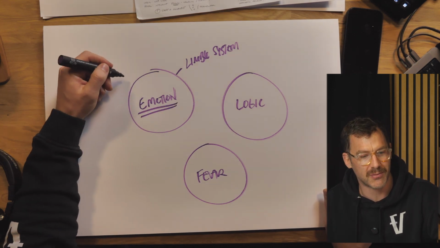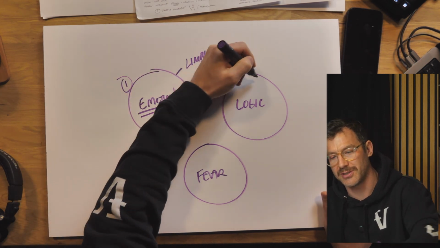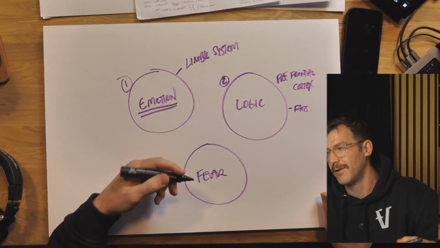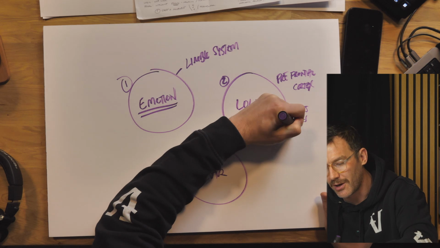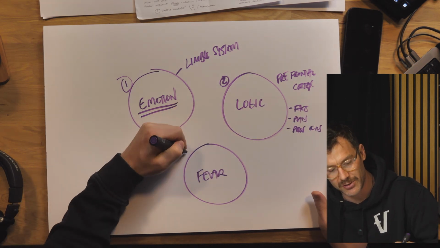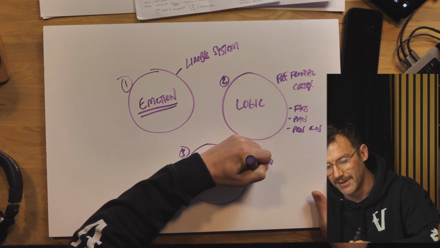So we're going to start with emotions, and then we're going to go on to the logic, which is the prefrontal cortex. Here we analyze facts, information, plans, and make rational decisions, pros and cons. And then we're going to get into the fear area, which is number 3, which is kind of like FOMO, the fear of missing out, scarcity.